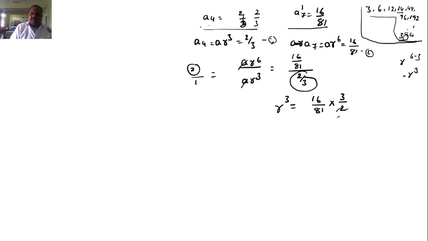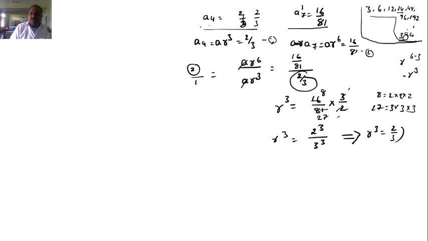2 ones are 2, 2 fours are 8. 3 ones are 3, 3 nines are 27. 8 is 2 into 2 into 2, 2 cube. 27, prime factorization, 3 into 3 into 3. r cube is equal to, instead of 8 we can write 2 cube, instead of 27 we can write 3 cube. r cube is equal to 2 by 3 whole cube. r is equal to 2 by 3.